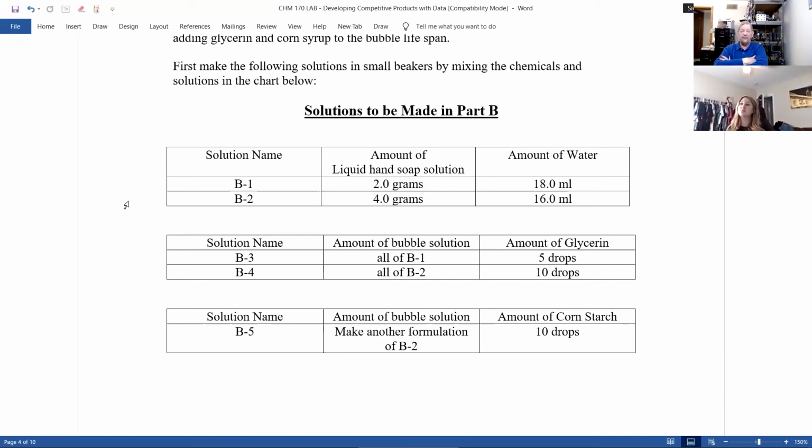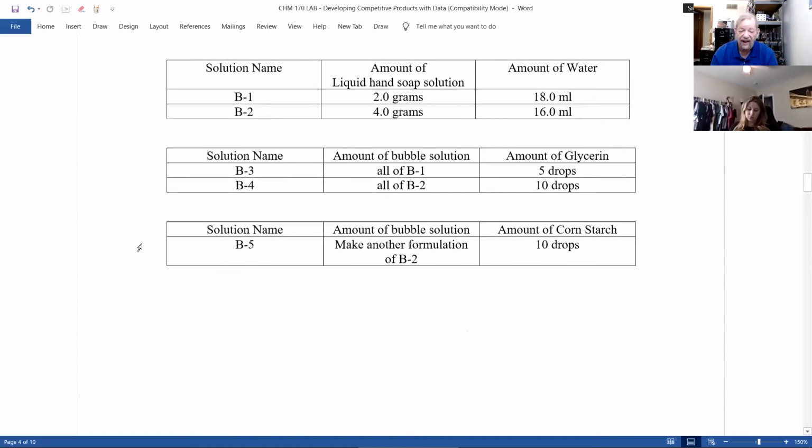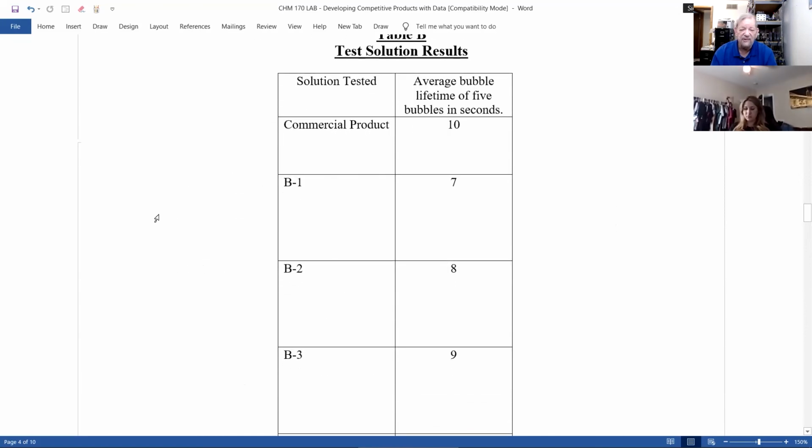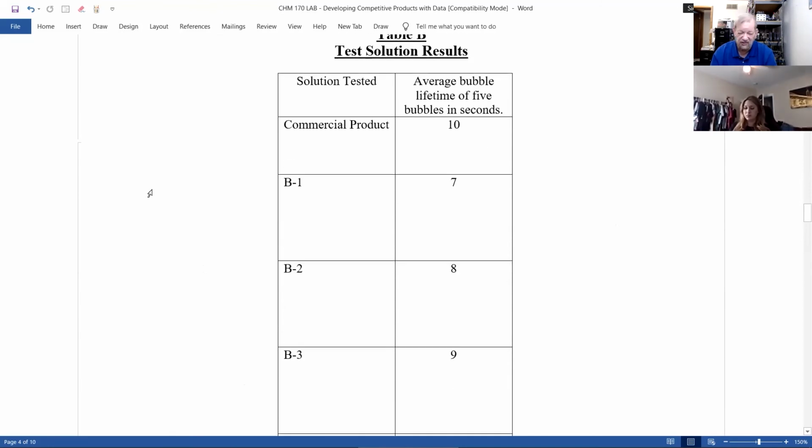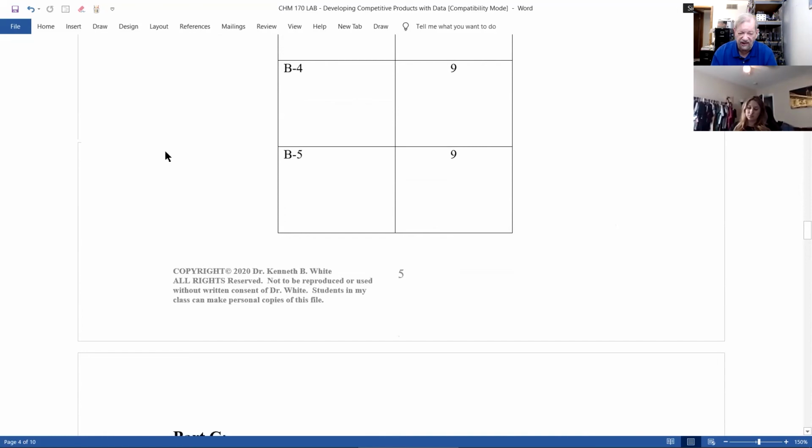Now in B3, we have all of B1 after you've tested it, and add the glycerin, similar to A. And in B4, before what? Well, I can't resist saying that, but in B4, we add B2 and 10 drops of the glycerin. And finally, B5, you take the B2, make it again, and add 10 drops of the cornstarch. And again, you blow bubbles and you measure the average time. And here's data. And since I've seen this so many times, it's really real world stuff.